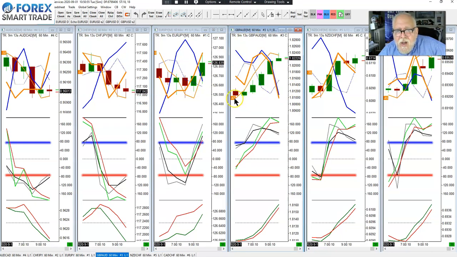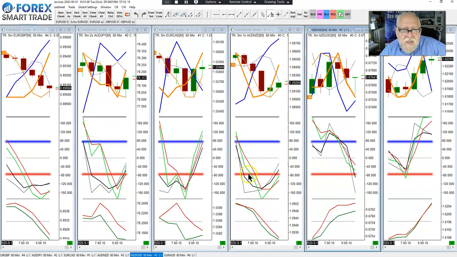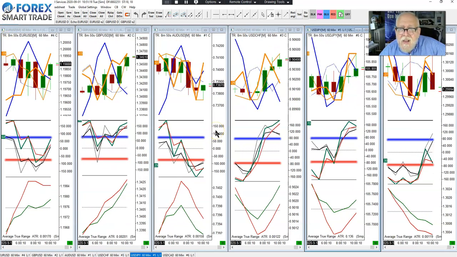Pound Australian dollar minus 47, no. Minus 38, no. Minus 45, no. So right now we only have one good trade that we've seen so far, and it was the USD/JPY for a 5 pip sell. Again, let's take a look. Yeah, let's go ahead and take this 5 pip sell. Yeah, let's go ahead and take it.